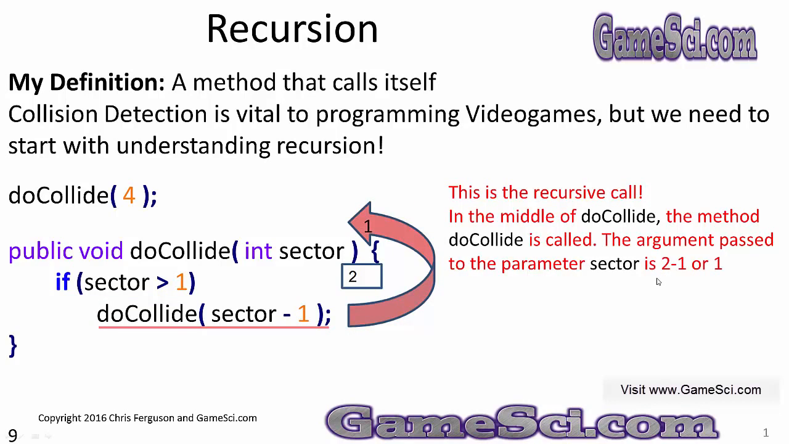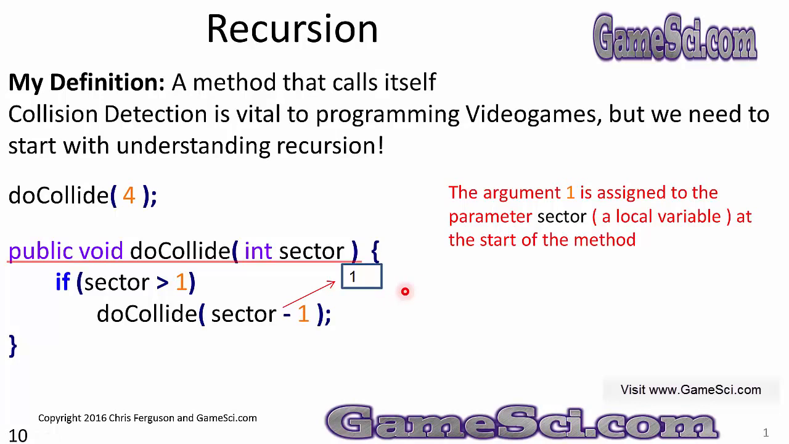This time, however, in the middle of our doCollide, we call doCollide, the argument passed to the parameter sector is going to be 2 minus 1, or 1. The value passed to doCollide is a 1 this time. That's going to be very important shortly. The argument 1 is assigned to the parameter sector number, which is a local variable at the start of the method. We now have a 1 in sector.